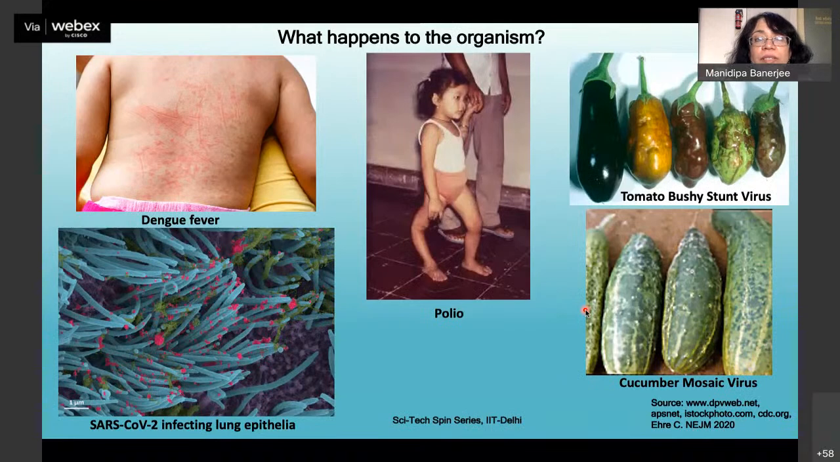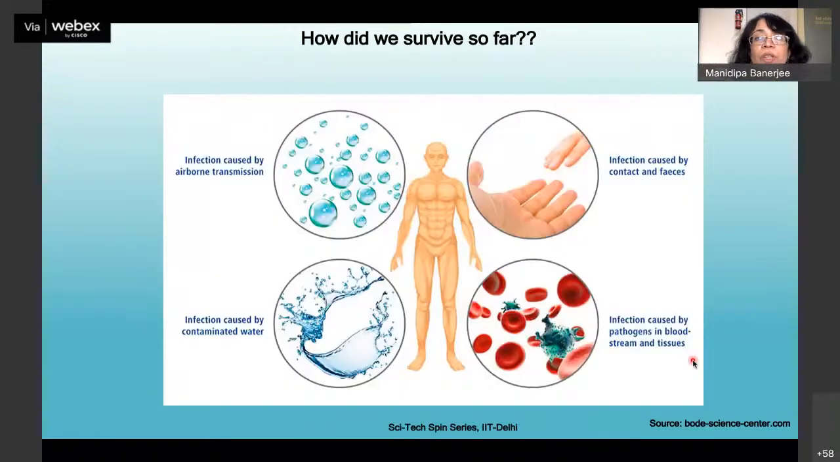So, while all this is happening, what is happening to the organism? I think we all have seen examples of viral infections. This is an example of polio. This is an example of dengue fever. This is an image of SARS-CoV-2 that is in pink. It is infecting the epithelia of the lungs that you see in blue. These are plant produce, vegetables that are infected by different viruses. So we know that viruses can do a lot of damage.